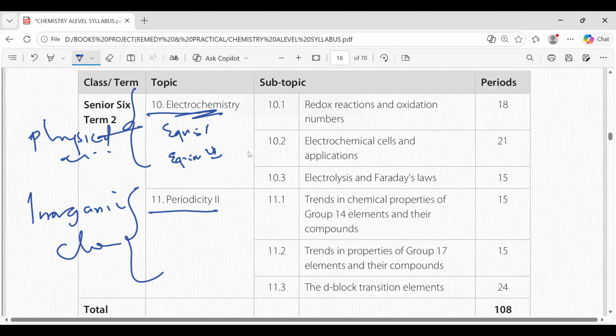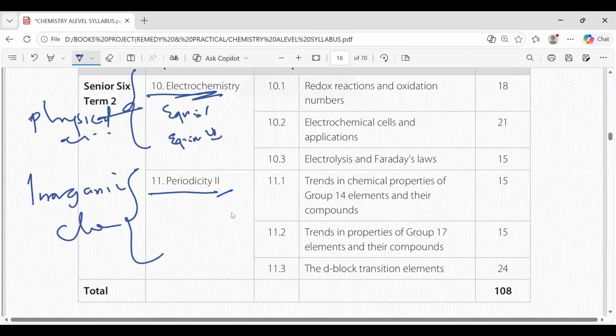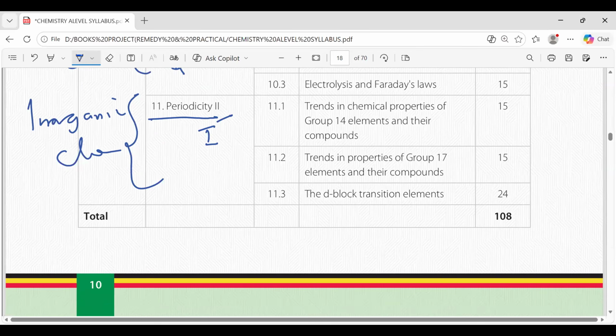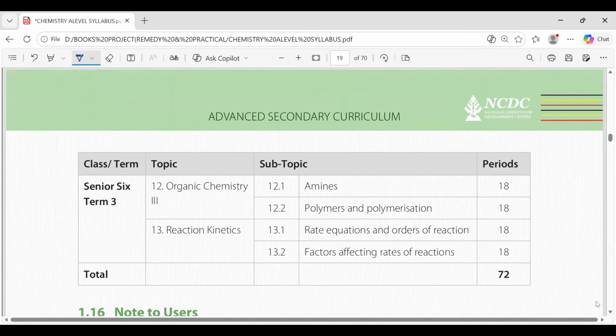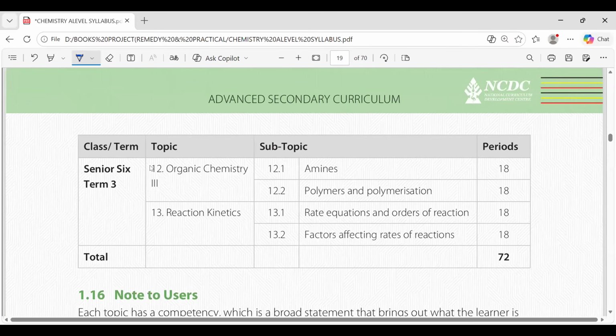So electrochemistry, Equilibria 1 and Equilibria 2, these three topics make up a full element of construct. Then periodicity 2, periodicity 1, and the first two topics, the electronic structure and bonding, those ones make another element of construct about inorganic chemistry. So I'm letting you know about this so that we can go ahead and read about all these things. The last one, there are only two.